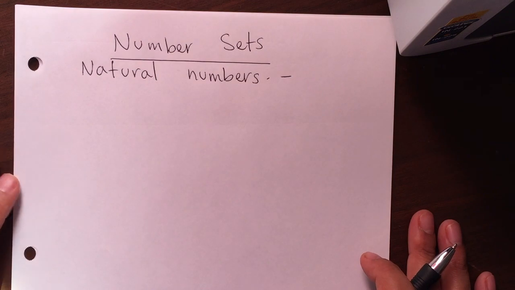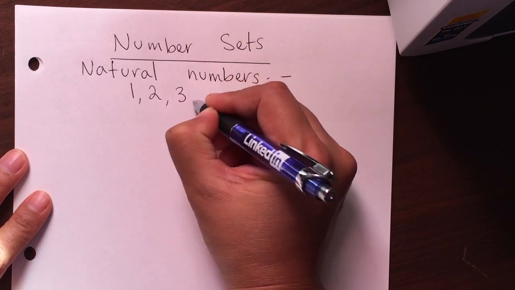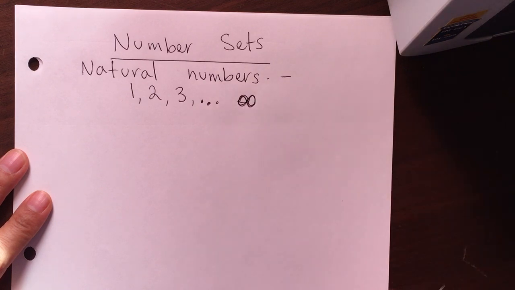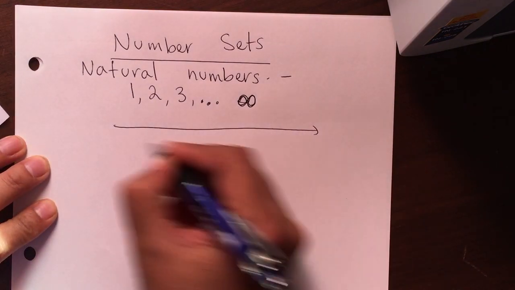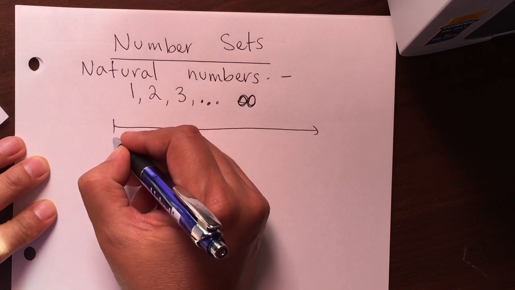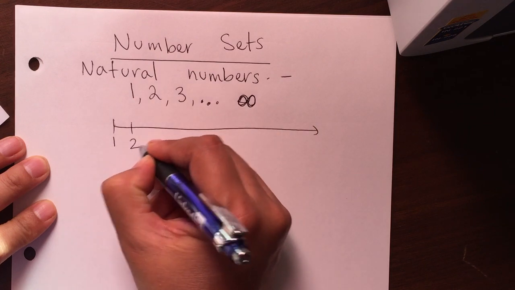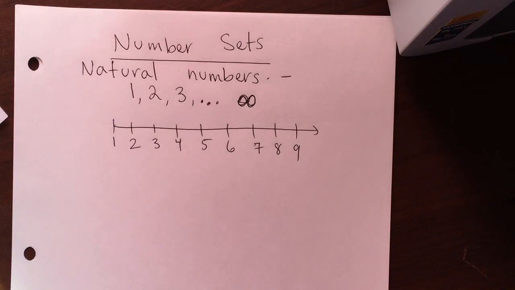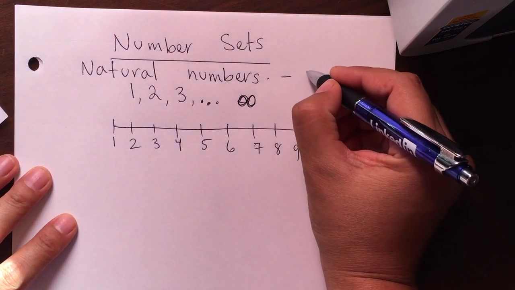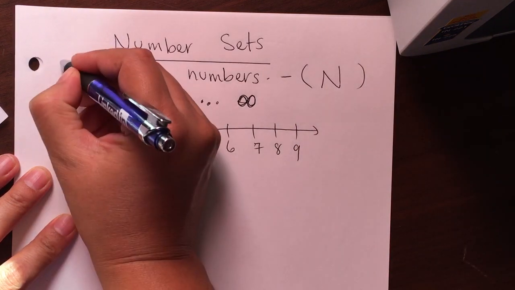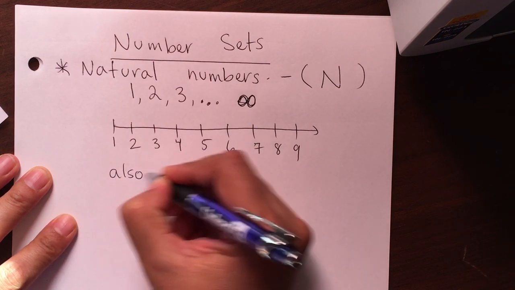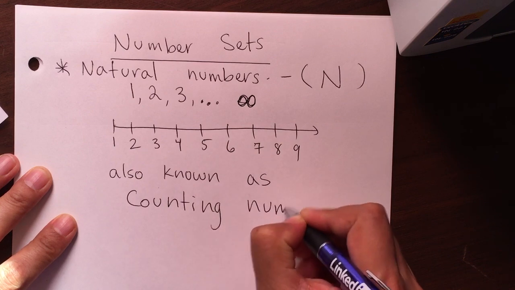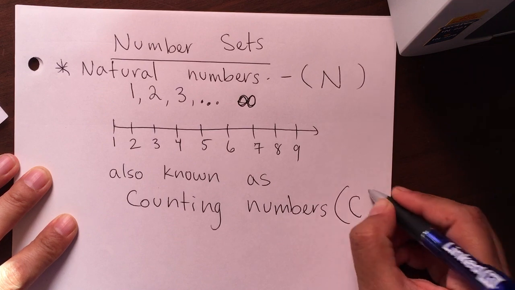The natural numbers start at 1, 2, 3, and they continue infinitely. Okay, this is a symbol for infinite. In a number line, you have 0, but that doesn't count, so for the natural numbers, you start at 1, 2, 3, 4, 5, 6, 7, etc. Okay, and it goes on and on and on. The symbol for this set is N. The natural numbers are also known as counting numbers. And so the symbol for that would be C.